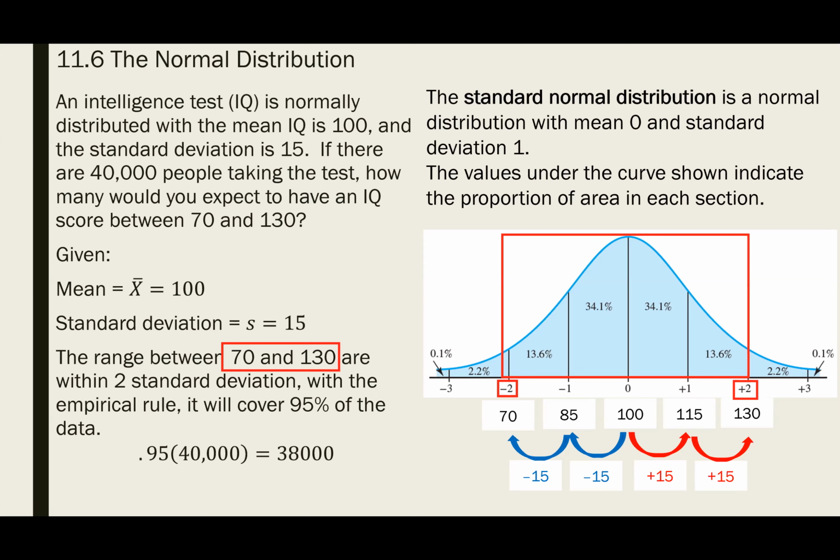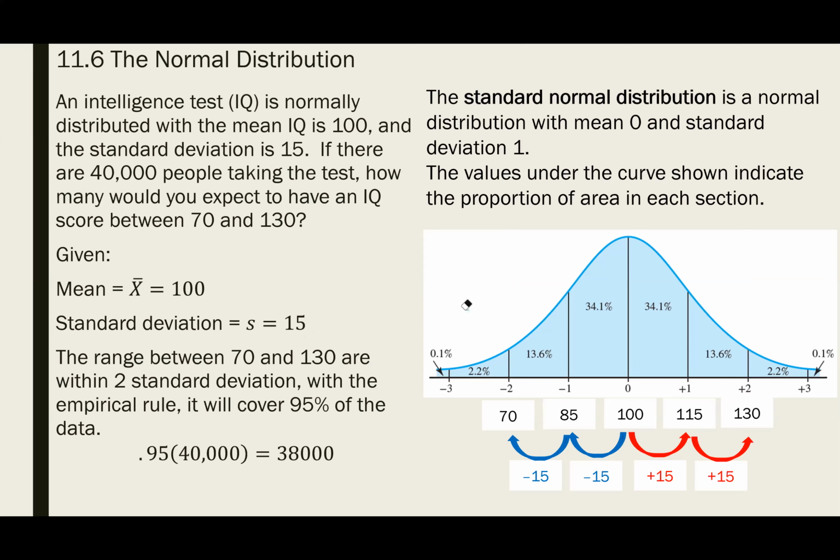So we should expect 38,000 people out of 40,000. Out of 40,000, we should expect 38,000 people between this score. So again, if we give this test to 40,000, we expect 38,000 of them will score between 70 and 130. We don't know the actual score, but we expect that 95% of them, which is 38,000, will score between those two numbers. Okay.